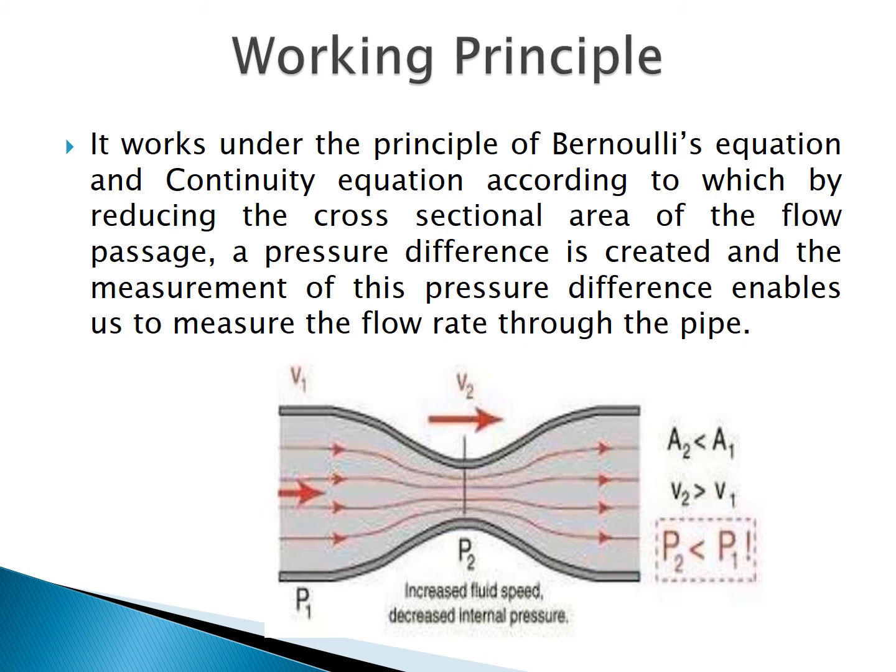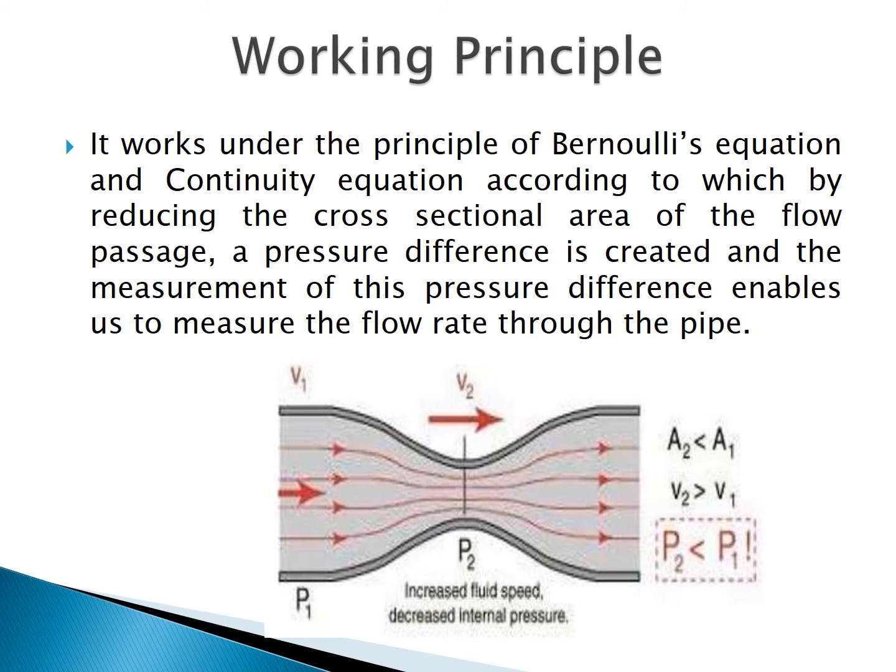You can see in the figure that at point 2 the area is less, A2 is less than A1. So from the continuity equation, which says that the product of area into velocity is constant, the velocity will be higher at point 2. And from the Bernoulli equation, which is the energy conservation equation, we will get that the pressure at point 1, P1, will be higher than the pressure at point 2.